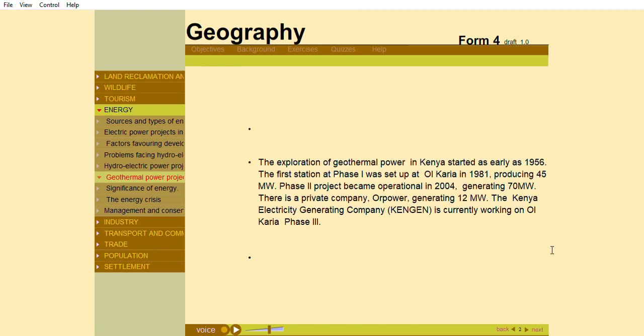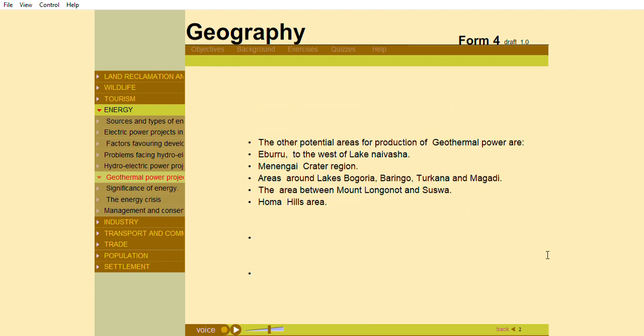The exploration of geothermal power in Kenya started as early as 1956. The first station at Phase 1 was set up at Olkaria in 1981, producing 45 megawatts. Phase 2 project became operational in 2004, generating 70 megawatts. There is a private company, Orpower, generating 12 megawatts. The Kenya Electricity Generating Company, KenGen, is currently working on Olkaria Phase 3.